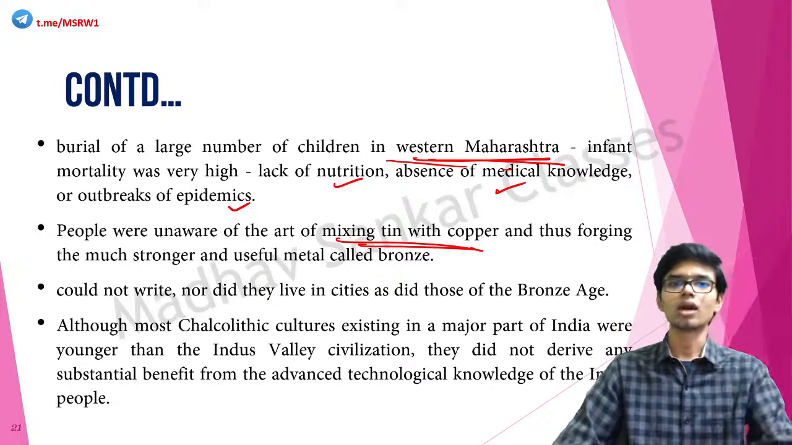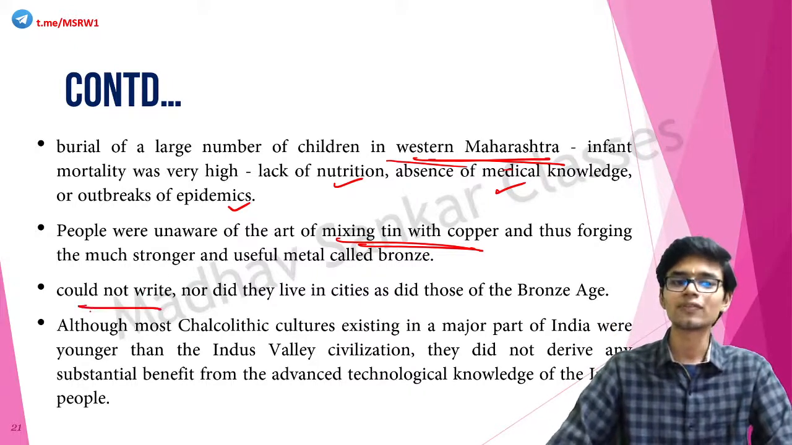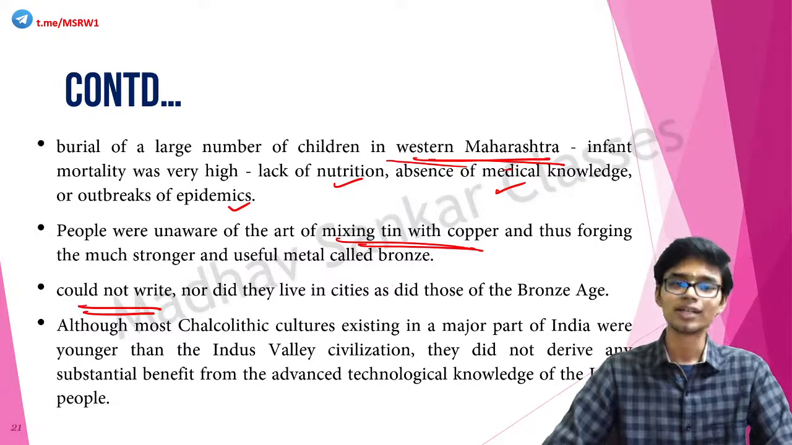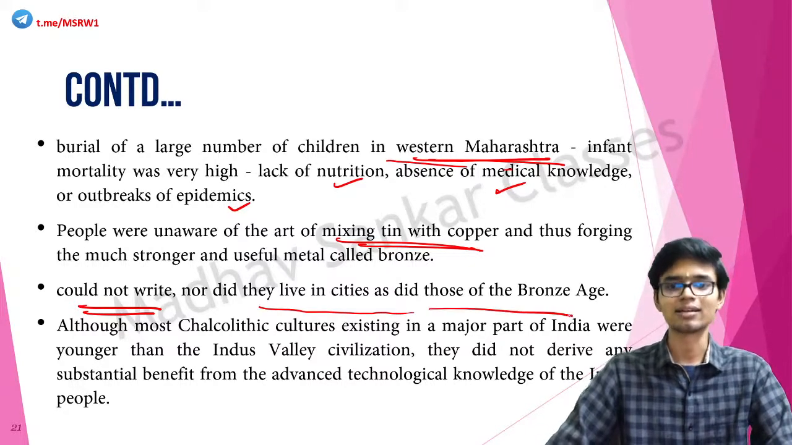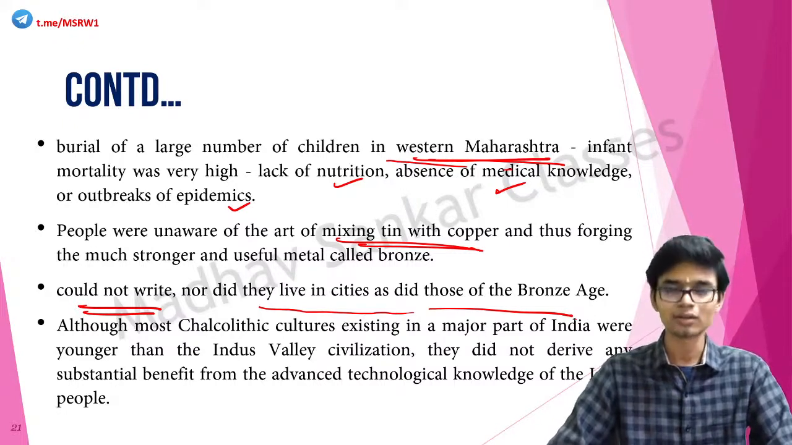They did not know the art of writing. Okay, if they knew the art of writing, then they would be a civilization. So they did not know how to write, nor did they live in cities as did the people in Bronze Age. Okay, essentially, Chalcolithic society was rural. It is not urban. Harappan society is a Bronze Age society. It is urban. Okay, they knew how to write, although it is a pictographic script.